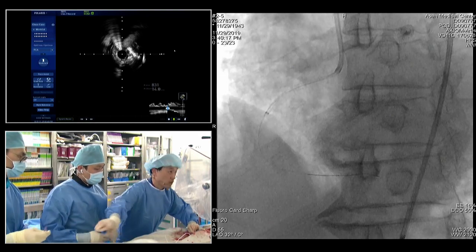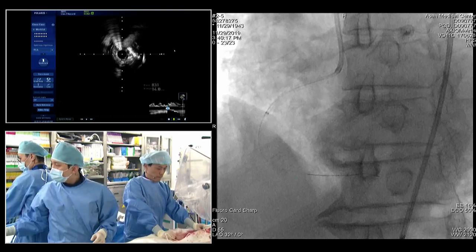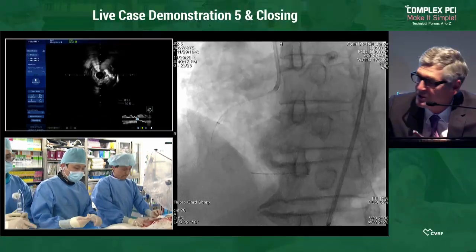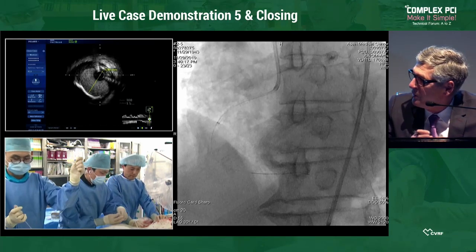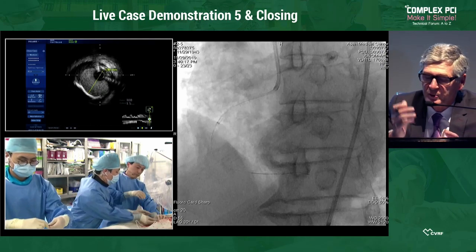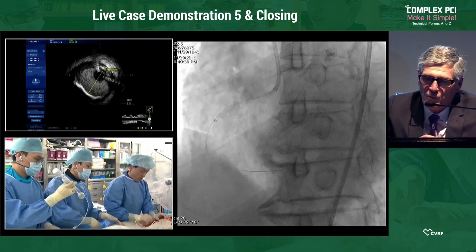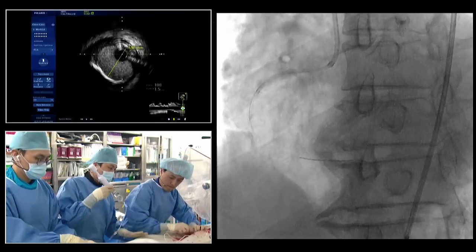You know, with this kind of lesion, usually I try to cross the calcium with the extension catheter in order to be sure that the stent will cross, and then you pull back the stent. Great. I got it. Okay, I got both.